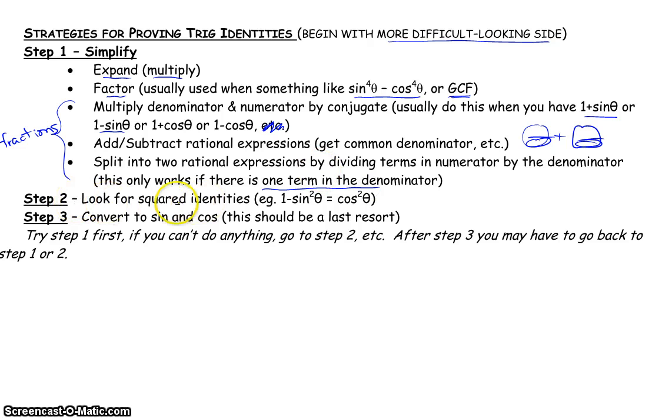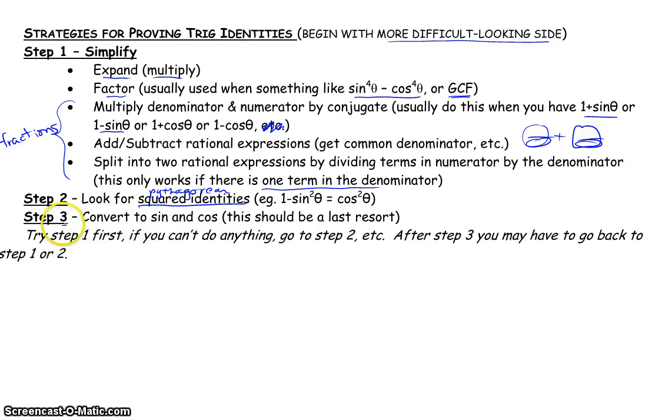Okay, step 2. And this one you should always keep your eyes open, regardless. Look for squared identities. So, you know your Pythagorean identities? Always keep an eye open for any of those. Sine squared, cos squared, tan squared, secant squared, etc.